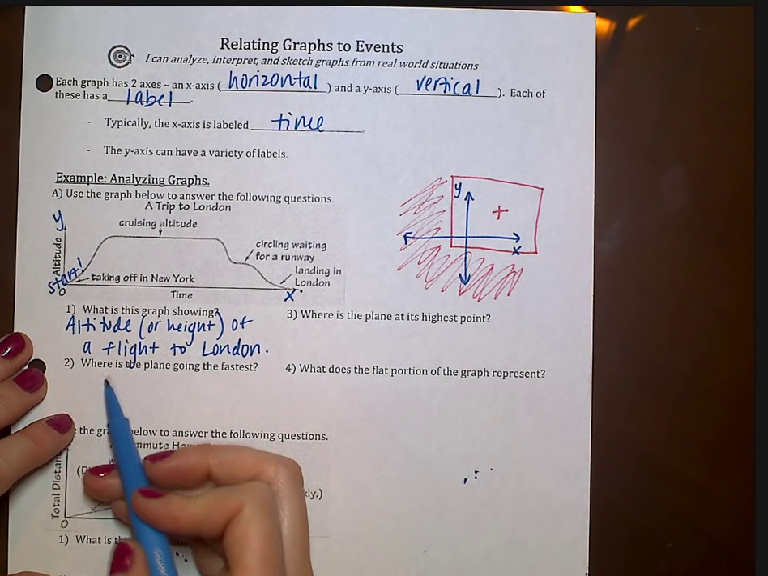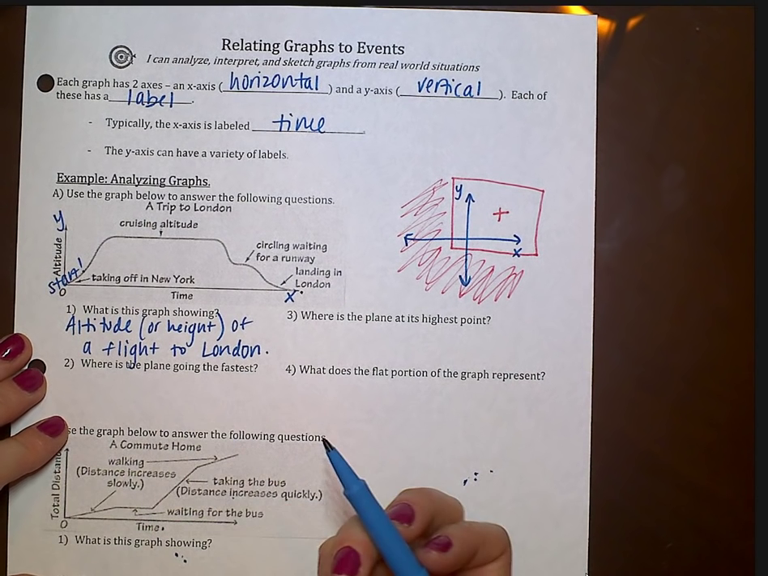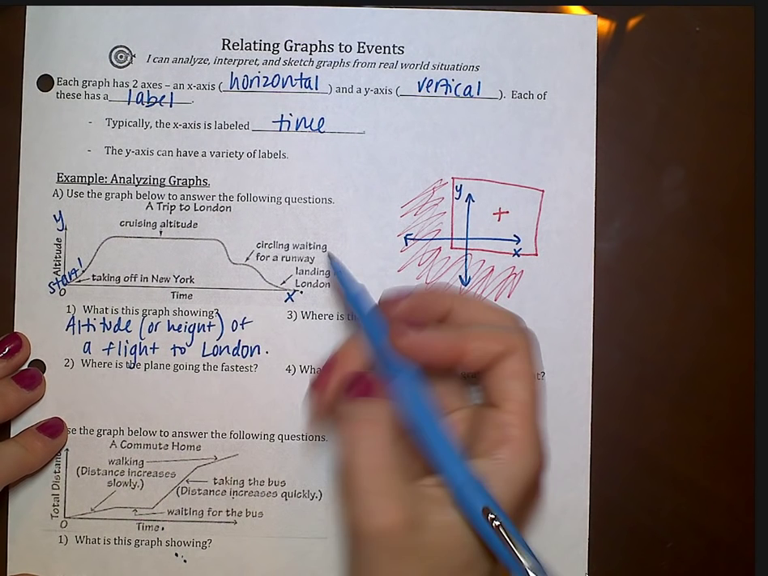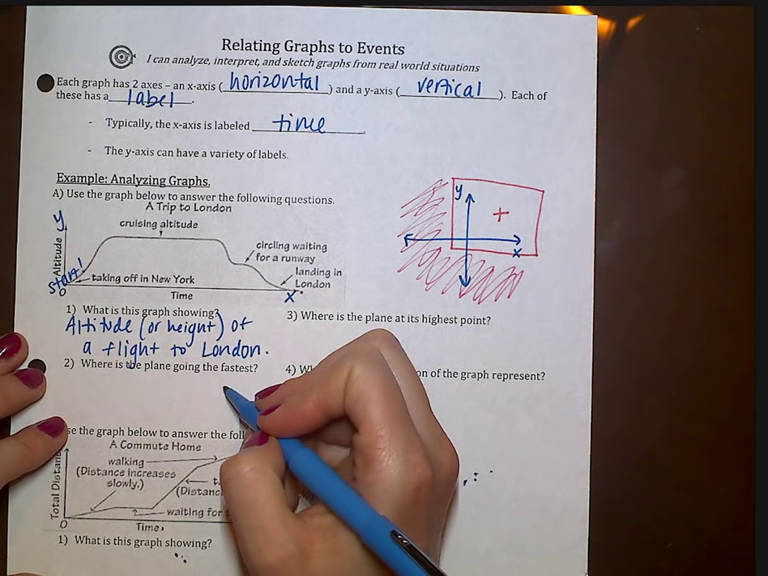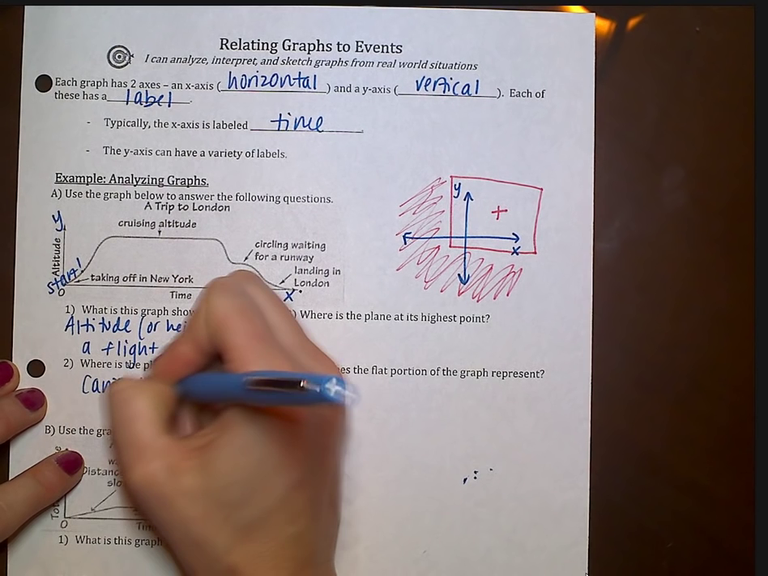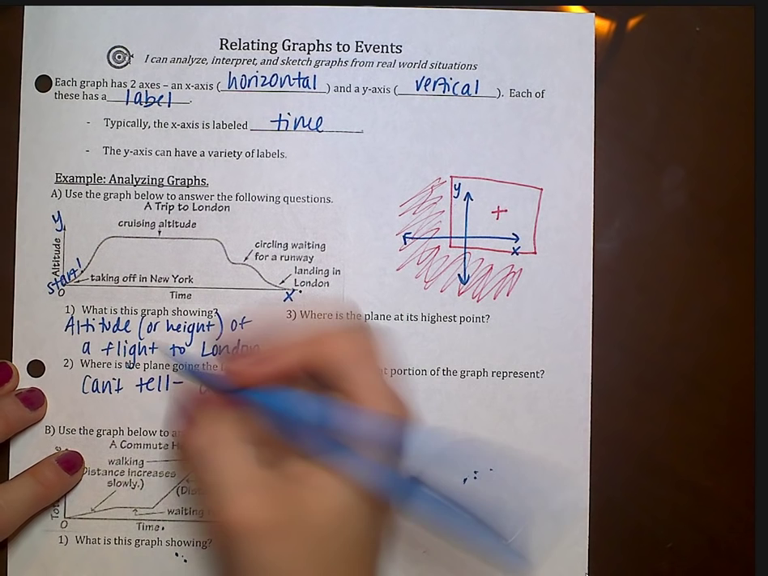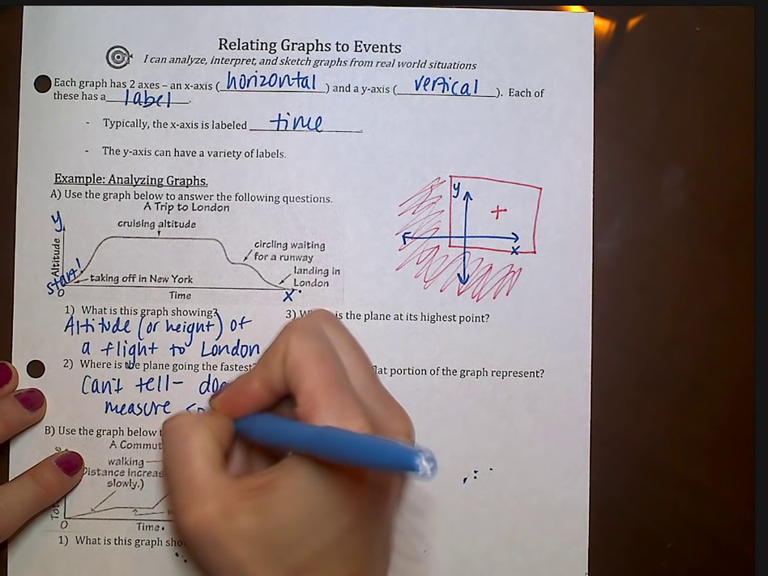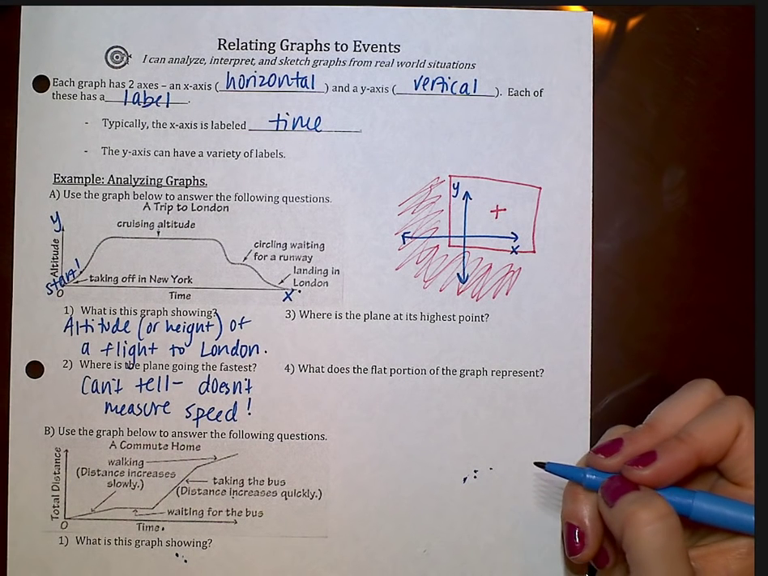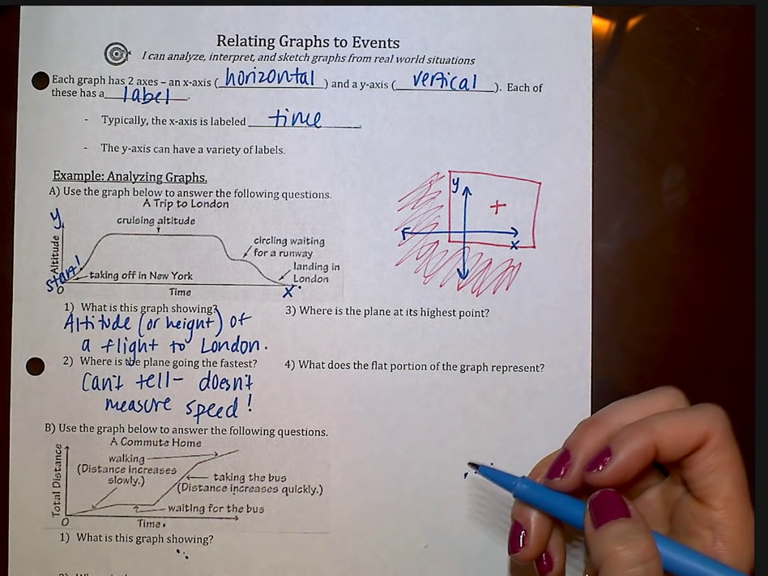If the question's asking where the plane is going the fastest, I've been on a flight before, so I know that usually we're going the fastest when we're cruising. But there's no way to say for sure, so don't let them trick you. The graph is measuring altitude, so I can't tell. It's not measuring speed, so I don't want to answer that question. I'm just not sure. Be aware of what you are measuring as far as the graph goes. If it's altitude, I can't say for certain about the speed.